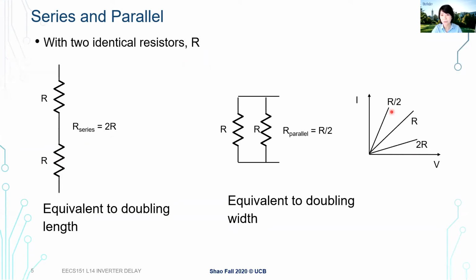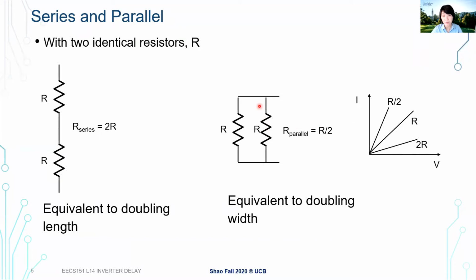Back to our current-voltage characteristics: with a higher resistance, the slope is basically this one, because for a given voltage the current is lower since we have a higher resistance. Later, when we think about CMOS technology, this is equivalent to making the transistors longer if we think about the length, or narrower if we think about the width.